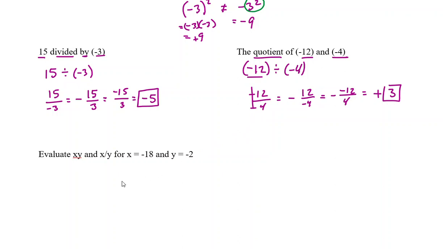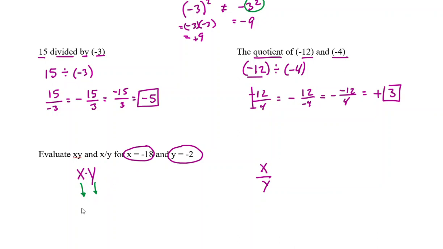Let's do one last problem, and this is where that parenthesis is really going to come in handy. We're going to evaluate xy, and then we're going to evaluate x over y. So this is a multiplication problem. xy means x times y, and x over y means x divided by y. So we have a multiplication and division problem using the values x equals negative 18 and y equals negative 2. And the only reason I'm going to do this problem is so that you can see the value of when we replace variables with their values, with numbers, it's really a good idea to put parentheses.